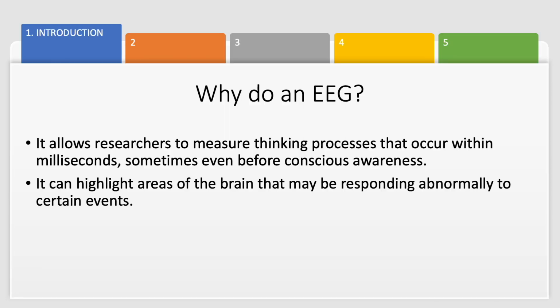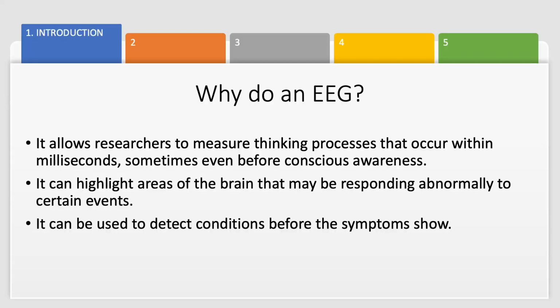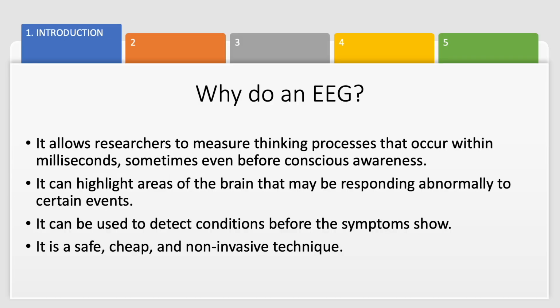As you're probably aware, all of these conditions will appear in the brain before symptoms actually show. So by doing an EEG or other neuroimaging techniques, sometimes we're able to see that the brain is working abnormally before you even have symptoms, which means we can detect them before they show and possibly intervene early. And also, as you've seen, it's very safe. It really doesn't hurt at all, doesn't get hot, doesn't produce any shocks.